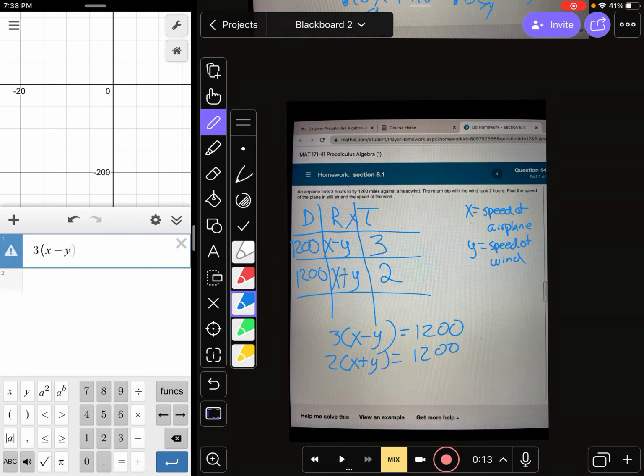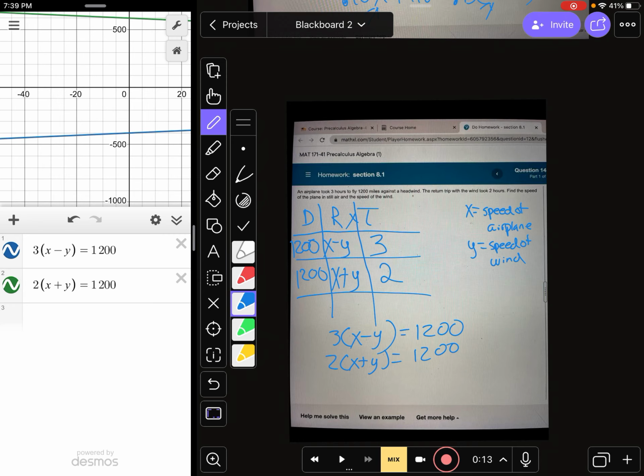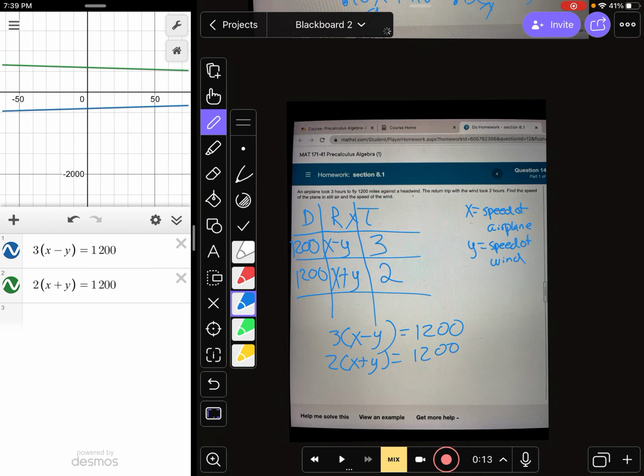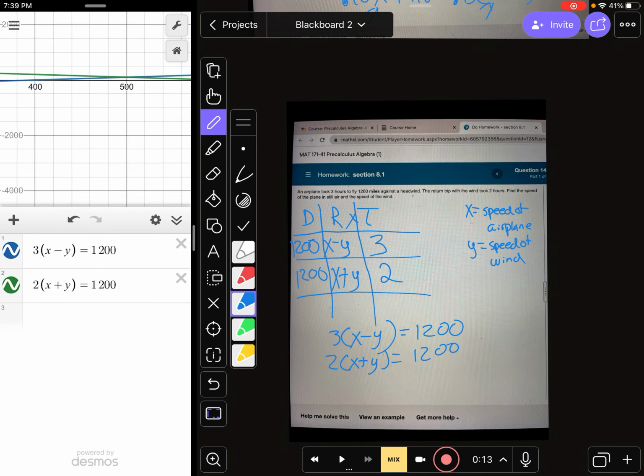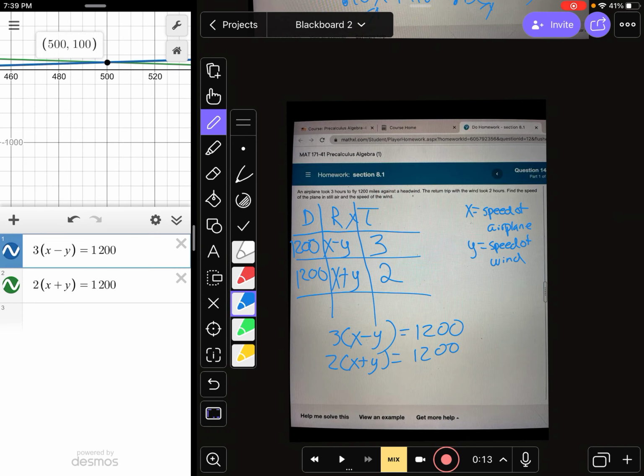3 times x minus y equals 1200. And the other one is 2 times x plus y equals 1200. Of course, when you're graphing them, where they cross, that's your solution. So I'm going to find out where they cross. Oh, probably right here. Yep, right there it is. 500 and 100.